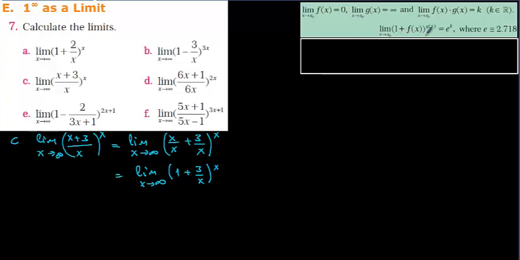Now I brought it into the form 1 plus f(x) to the power of g(x). So f(x) is equal to 3 over x, and g(x) is going to be equal to x. The first condition: the limit as x tends to infinity of f(x), is 3 over x equal to 0? As x tends to infinity, 3 over infinity is equal to 0, so the first condition is satisfied.